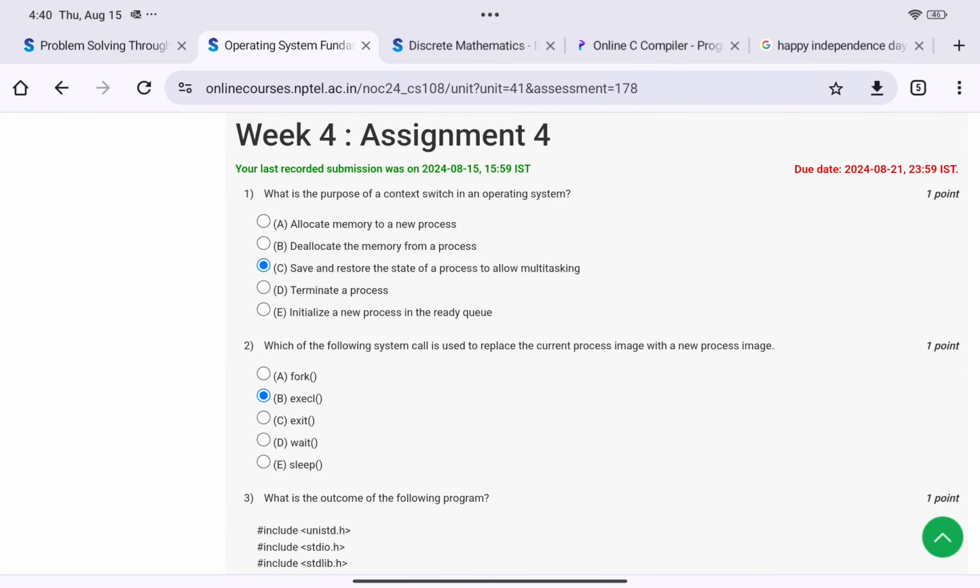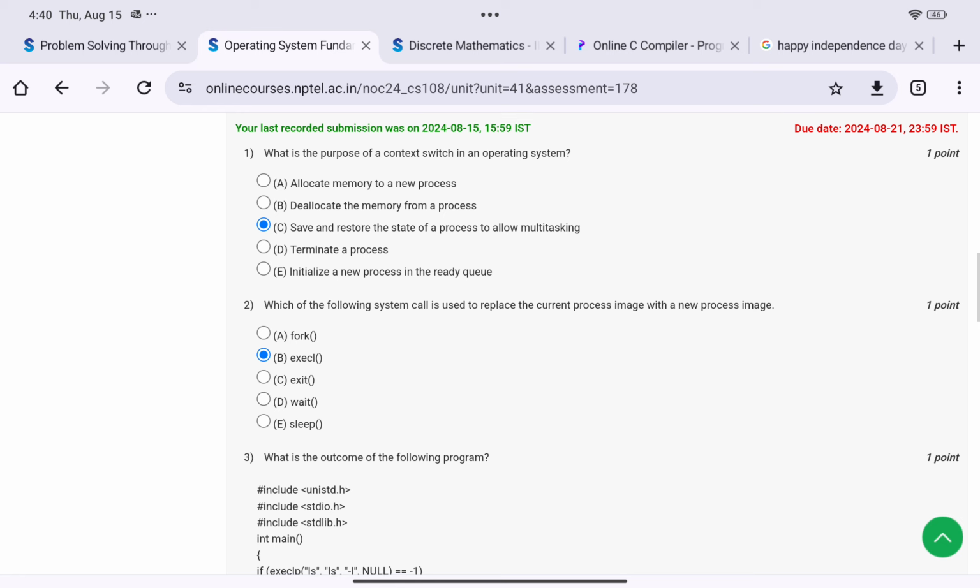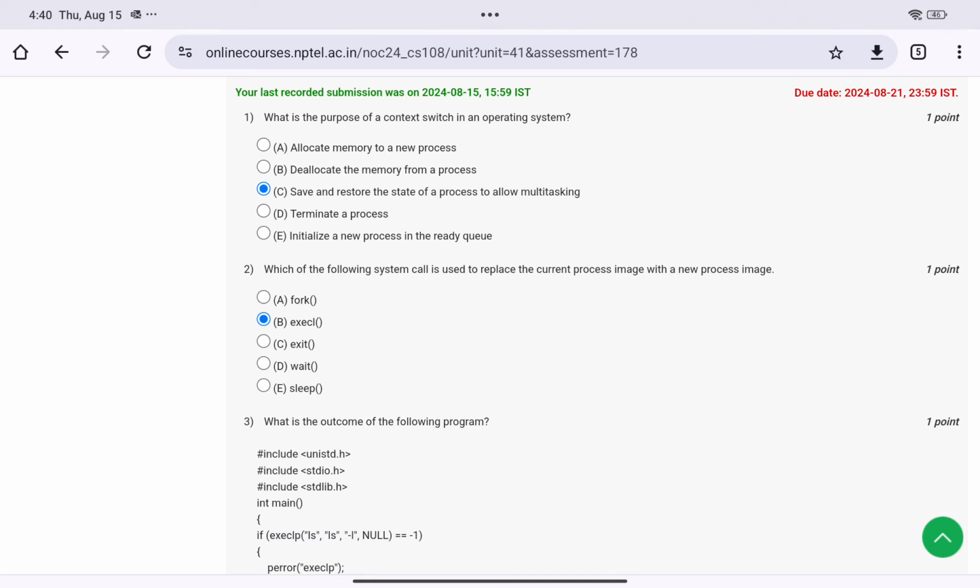Now the second one, operating system. What is the purpose of context switch in an operating system? You know that context switching means you are going from one process to another process, to allow multitasking. So answer C is there.